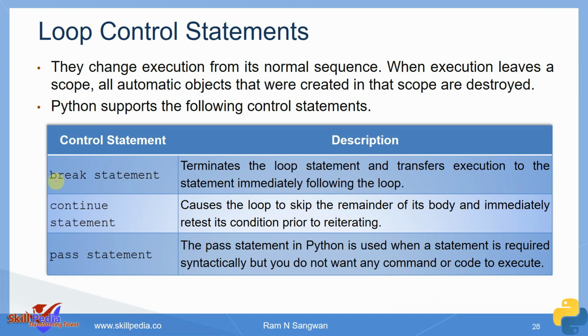Loop control statements: break statement, continue statement, pass statement. These statements break the control, break the flow of the loop. Any change of execution from its normal sequence. When the execution leaves a scope, all automatic objects that were located in that scope are destroyed. Python supports the following control statements. Break statement will terminate the loop statement and transfer execution to the statement immediately following the loop. Continue causes the loop to skip the remainder of its body and immediately retest its condition prior to reiterating. Pass statement is used when a statement is required syntactically, but you do not want any command or code to execute. It means you don't want to do anything.